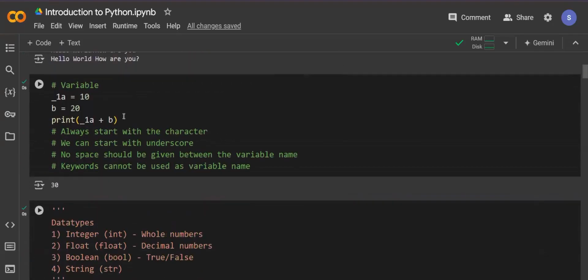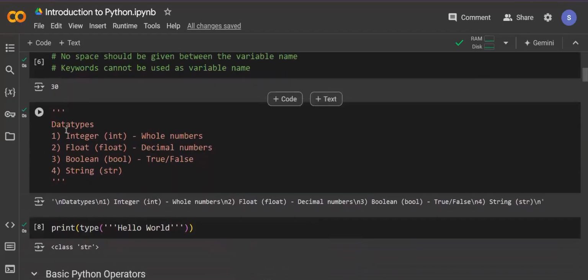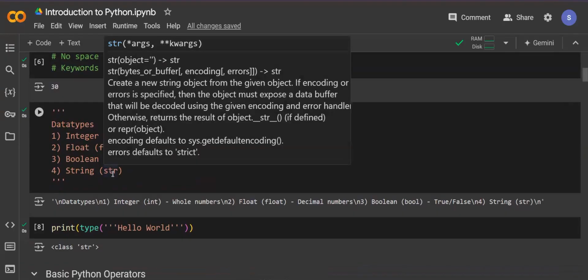Then we have moved into a variable. What are the rules to write a variable? Then we have moved to data types, that is integer, float, boolean, and string. Integer is nothing but a whole number. Float is nothing but decimal number. Boolean is nothing but true or false. And string is nothing but alphabets or characters.